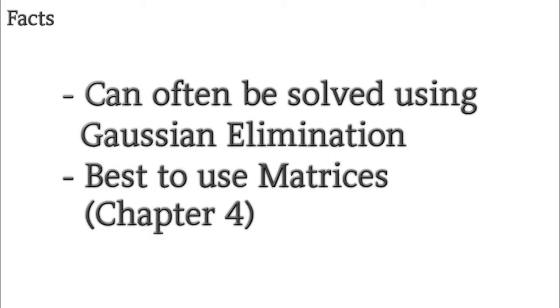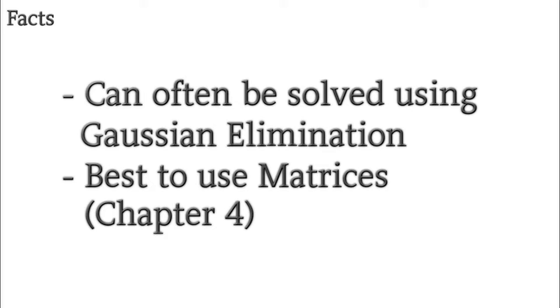3D simultaneous equations are just like 2D simultaneous equations, except there is a bit more algebra involved, and they can often be solved by using Gaussian elimination, which is simply elimination in a nutshell, as you might have learned during your GCSE years. Although it is often better to use matrices when you're trying to solve such equations, we haven't learned matrices yet, which I'm going to teach you in chapter 4.